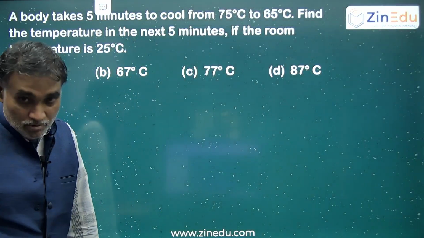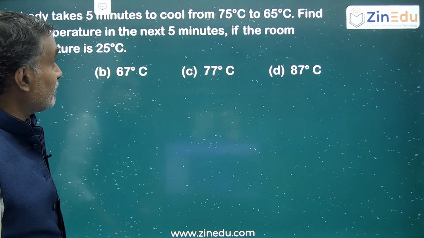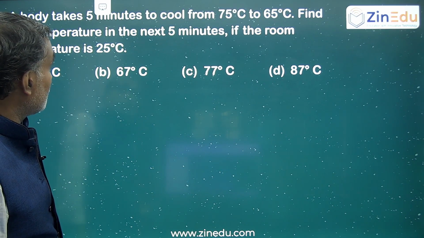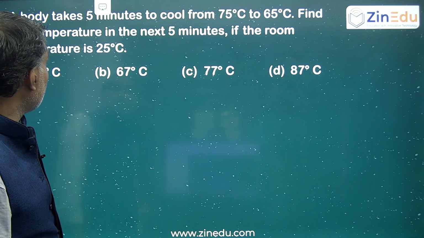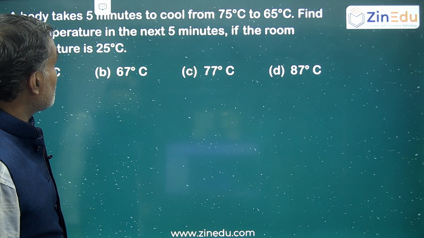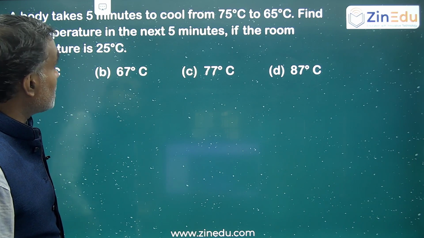Now, this is the first question. A body takes 5 minutes to cool from 75 to 65. Find the temperature in the next 5 minutes, if the room temperature is 25 degrees centigrade. 75 to 65 in 5 minutes. In the next 5 minutes, what is the temperature?